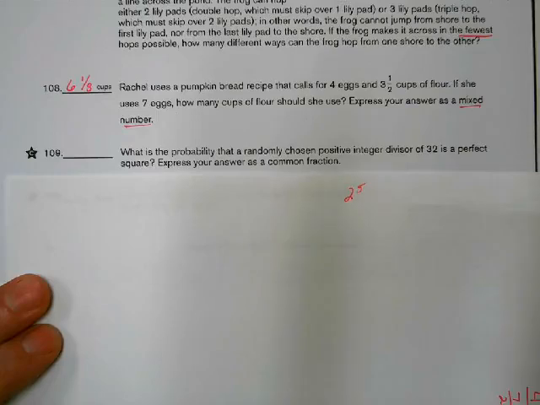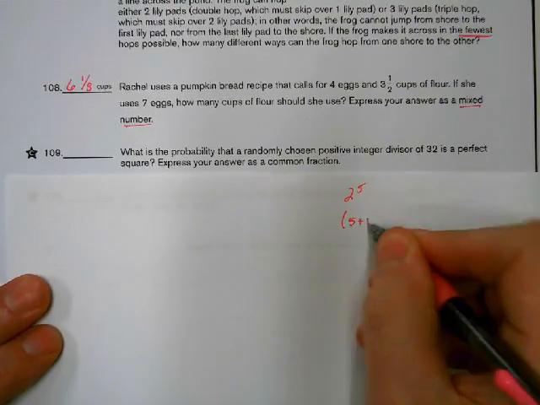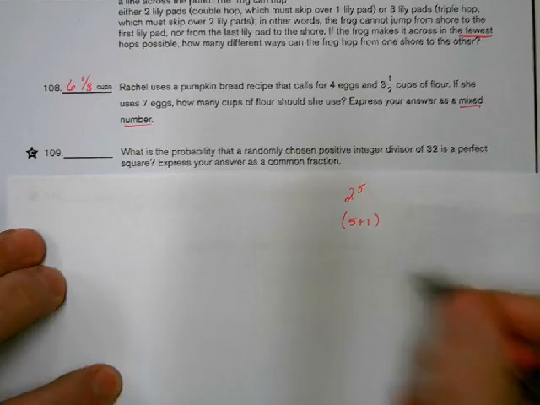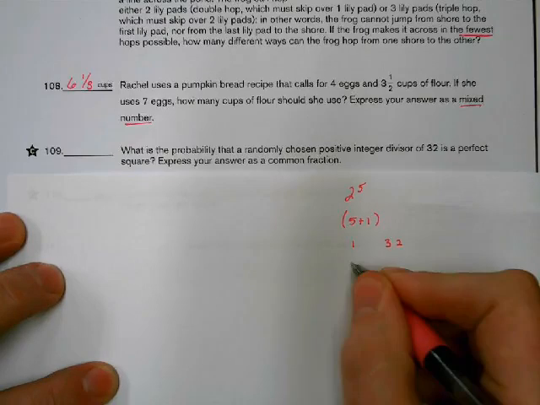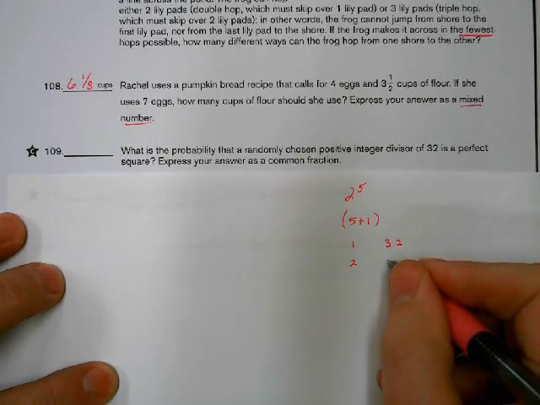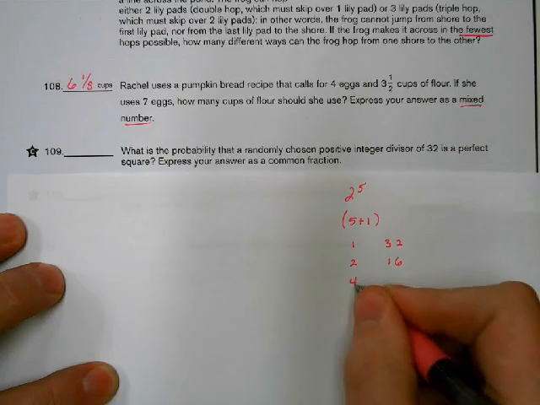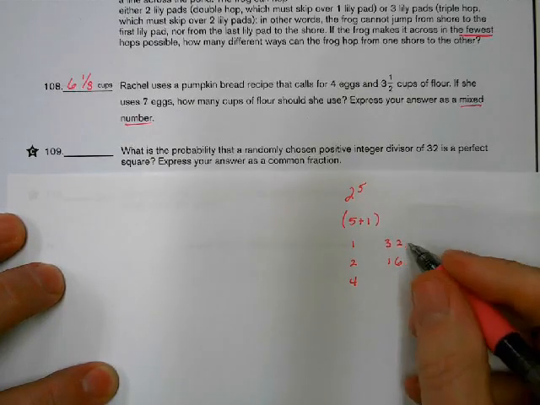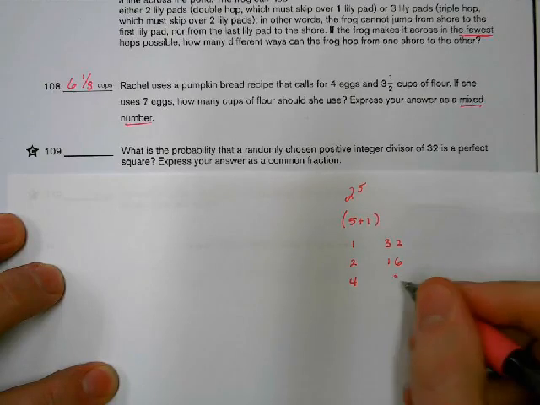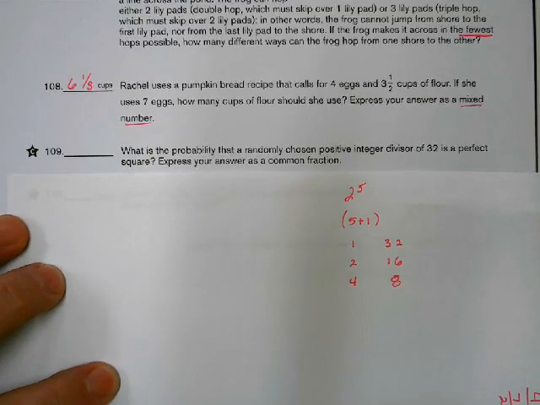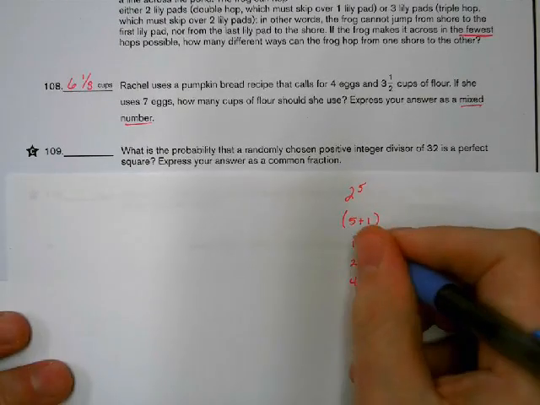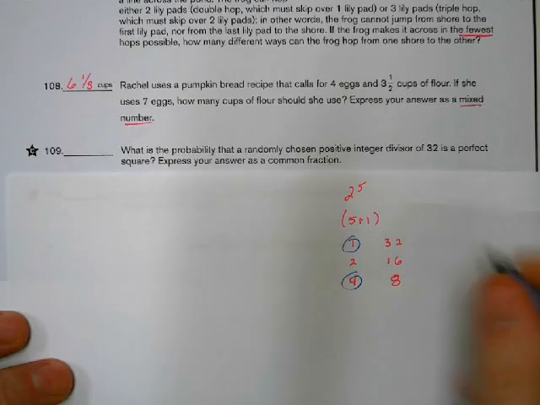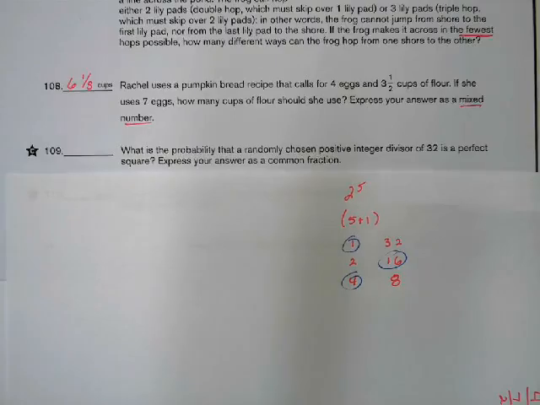Let's write them down. So we've got 1 and 32. We've got 2 and 16. We've got 4 and 8. Gosh. All right, so there's the 6 divisors. Which ones are perfect squares? Watch out. 1 is a perfect square. 4 is a perfect square. 16 is a perfect square. Out of the 6 divisors of 32, 3 of them are perfect squares. So half of the divisors are perfect squares. Watch out for that crazy one there.